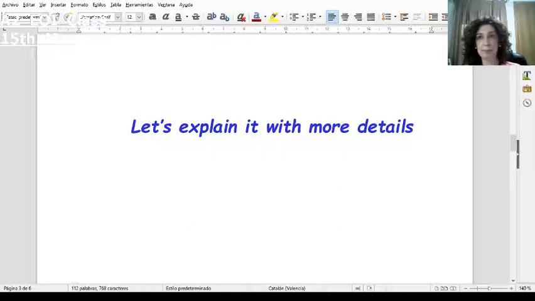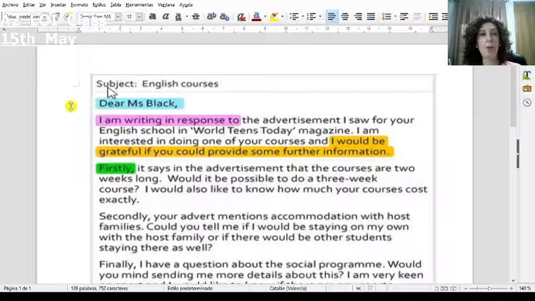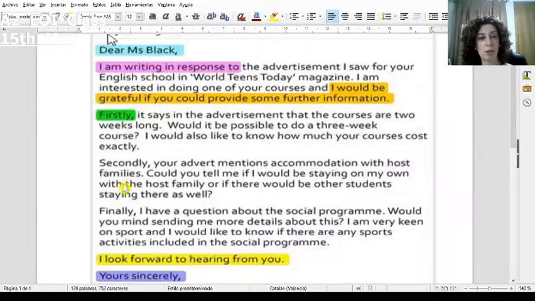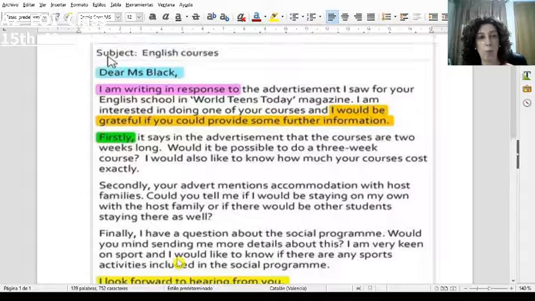Are you ready? Then I'm going to explain it in more detail, and I prepared this for you. Here you have an example of a formal email, and I have highlighted in different colors the important structures. Vos he marcat en diferents colors the important characteristics of a formal email. Then, while I'm reading, mentre vaig llegint, aneu fixant-se en les que estan ahí marcadetes, ¿vale?